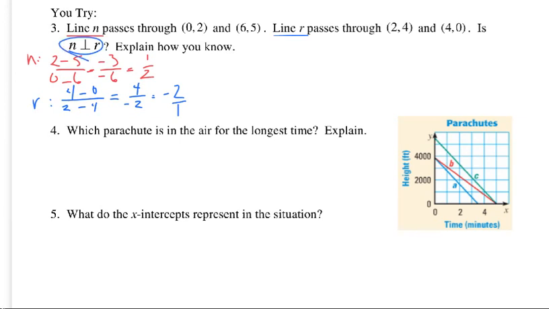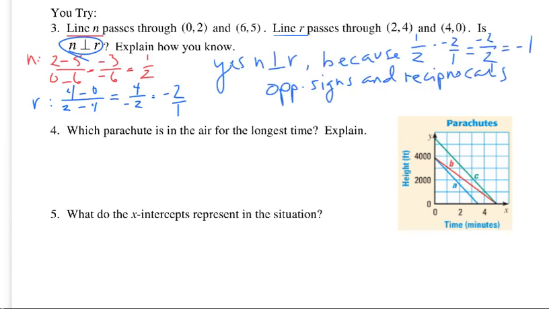For the next question, which parachute is in the air for the longest amount of time? The answer you should have put down was B and C are tied, because they're in the air for the same amount of time and they land right around 5 minutes. For the last question, what do the x-intercepts represent in the situation? The x-intercepts represent the time that it took for the parachutes to reach the ground.